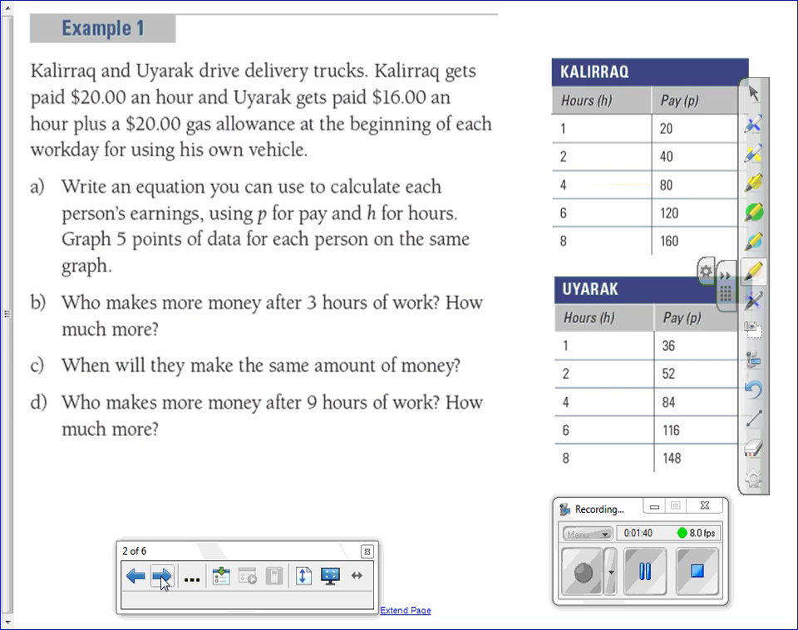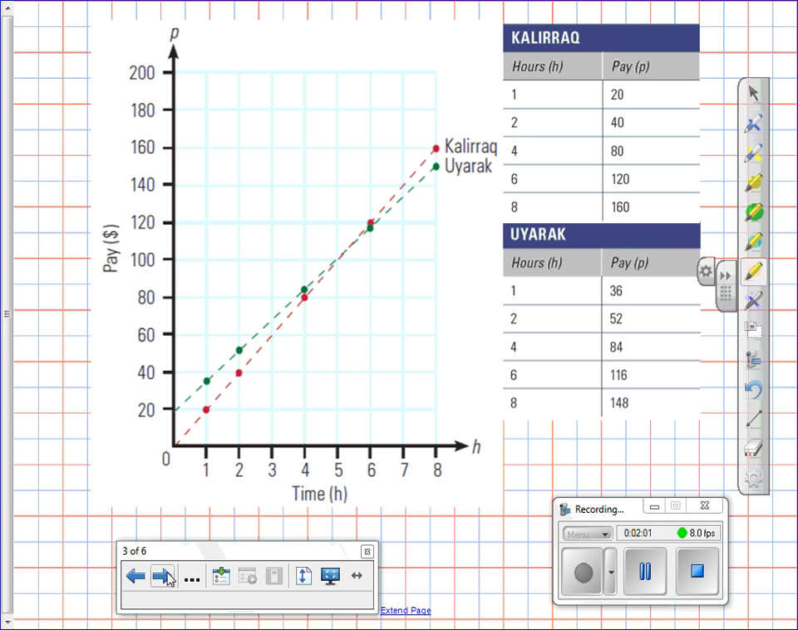Another similar example involves money and pay. There are two people here, and I won't butcher their names because I don't know how to say them, but the person with the letter K makes 20 bucks an hour, and the U makes 16 bucks an hour plus a $20 gas allowance at the beginning of each workday. When you look at the graphs that compare the two, U starts at $20 and their pay grows less quickly than the red, but the red starts at 0 and goes up faster.